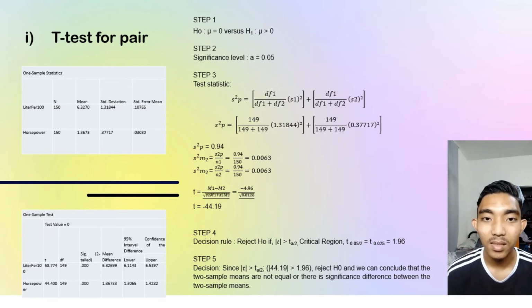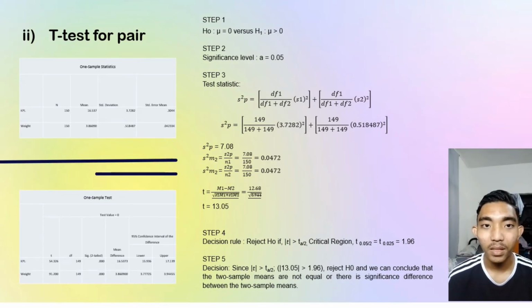Decision: since T is bigger than T alpha/2, 44.19 is bigger than 1.96, reject H0, and we can conclude that the two sample means are not equal, or there is a significant difference between the two sample means.